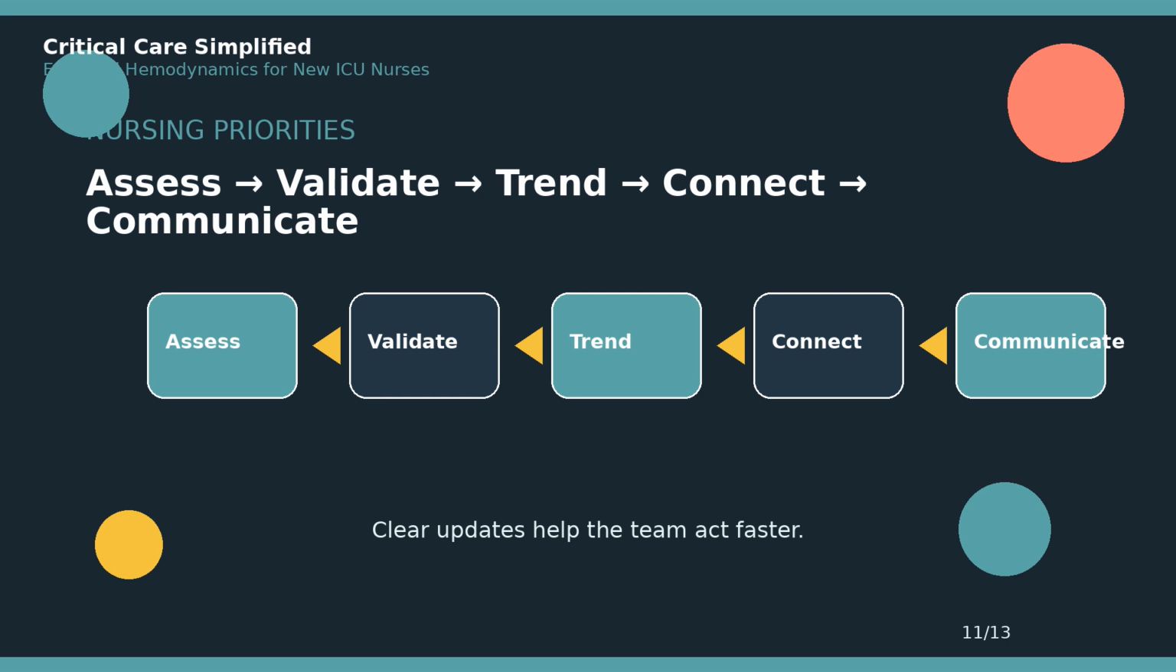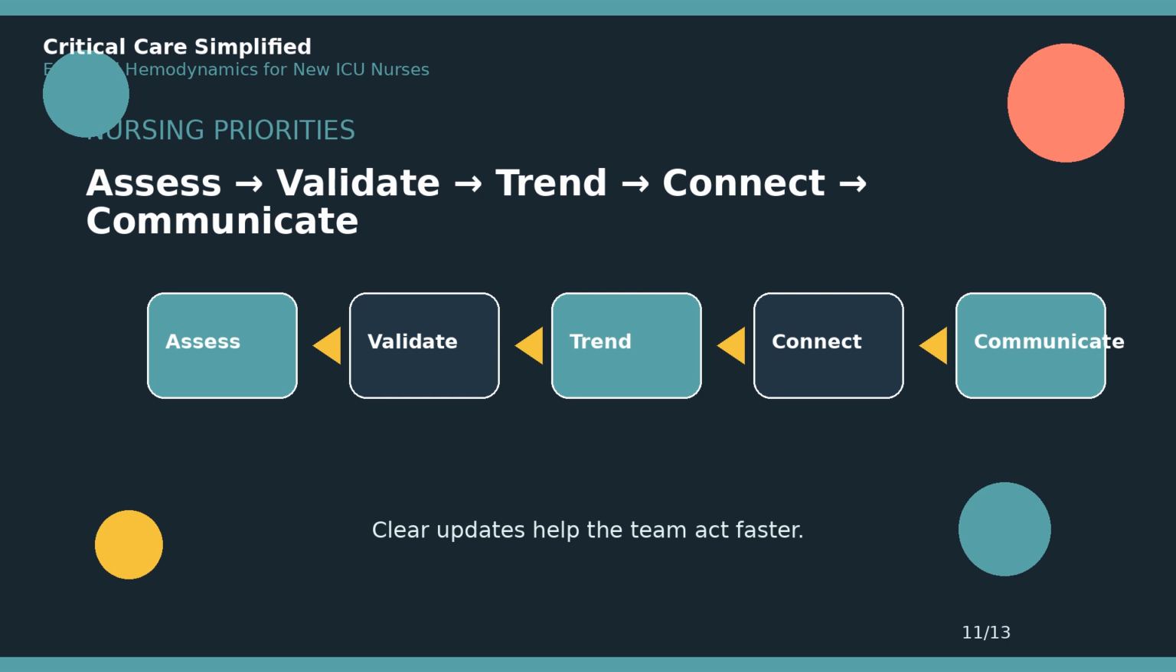When caring for a patient with hemodynamic concerns, organize your thinking. First, assess the patient, not just the monitor. Check mental status, airway and breathing, skin signs, pulses, capillary refill, urine output, pain, temperature, and overall appearance. Second, validate the data. Is the blood pressure cuff positioned correctly? Is the arterial line leveled and zeroed? Is the waveform dampened? Is the pulse ox reading reliable? Is the patient moving or shivering?